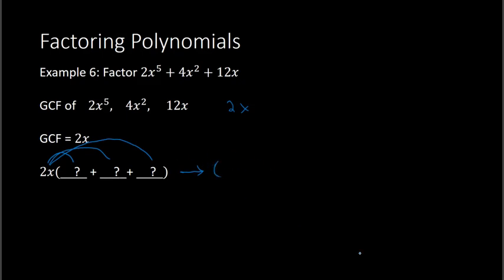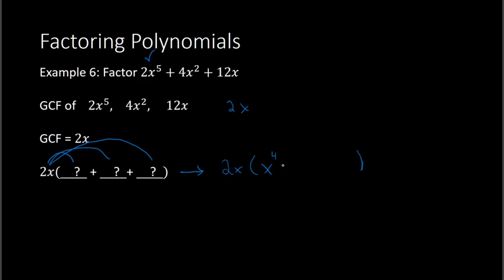I have the 2x out in front, so that would go right here, and then you have something in parentheses. So 2x times what gives me 2x to the fifth? Well, we need 4 more x's. We have 1 here, we need 5 once we multiply, which means we need 4 more right there. All right, and then we can double check and see 2x times x to the fourth, that would be 2x to the fifth power.